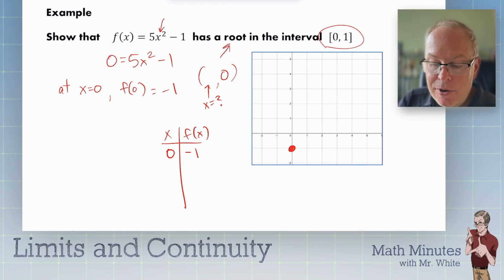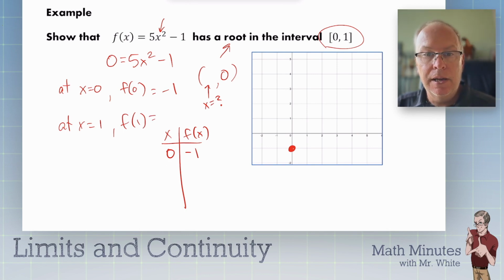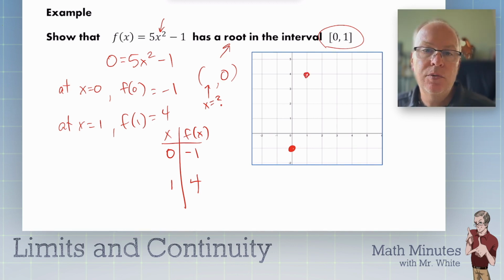Now we go to the other end point. The other end point is at x equals 1. So at x equals 1, f of 1 is what? Plug it in. You get 5 minus 1, which is 4. So 1 and 4. 1, 4. Now, is this a continuous graph?